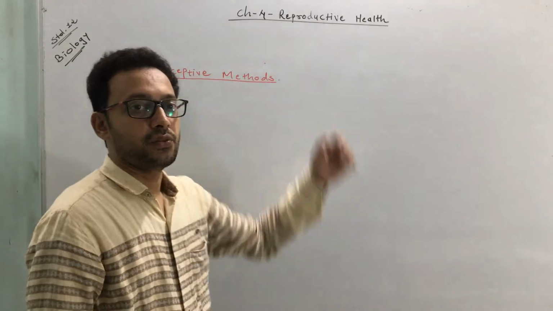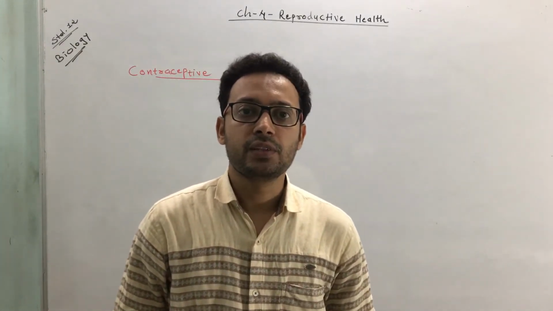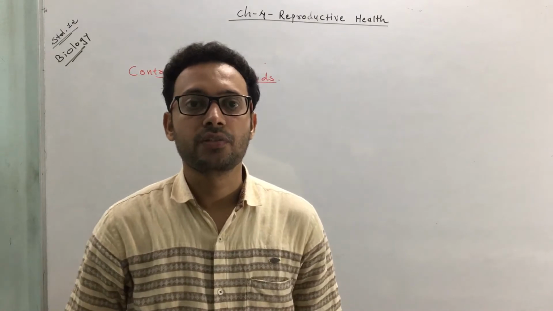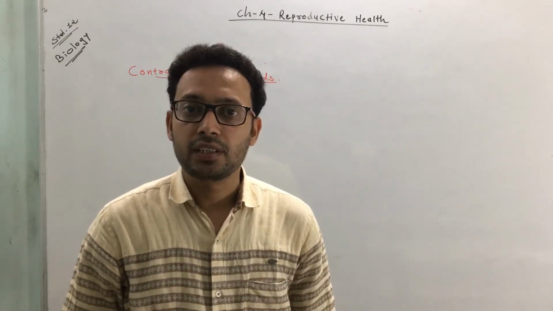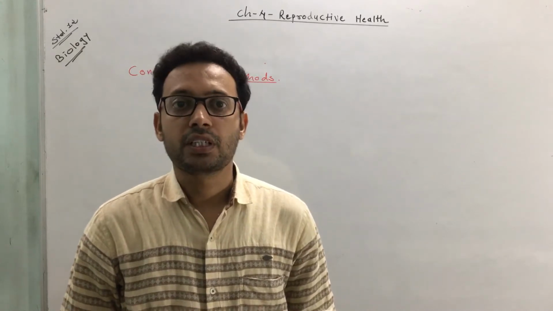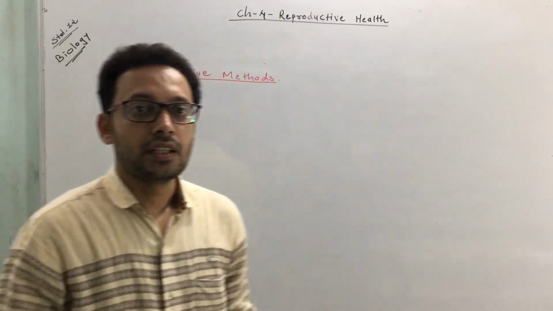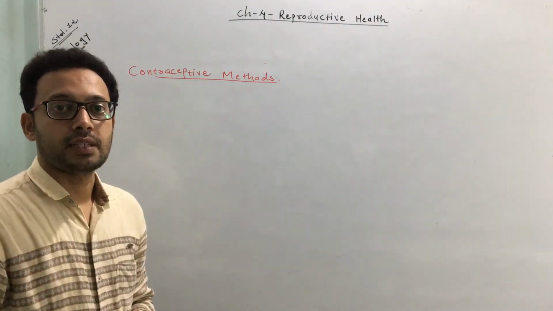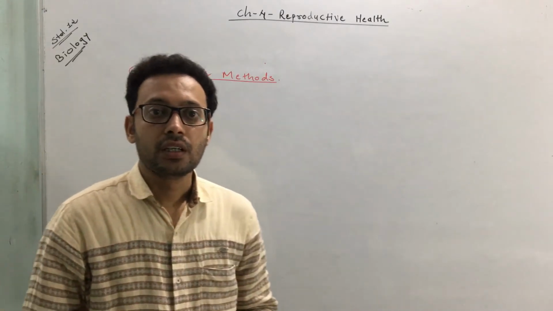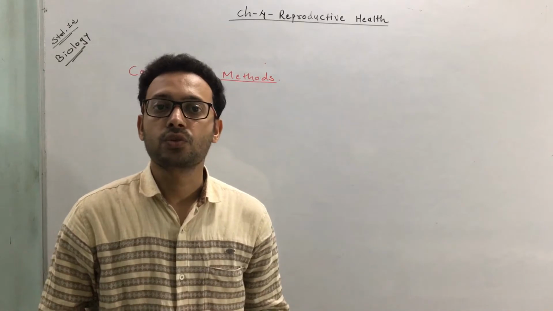We have already started with chapter number 4, reproductive health. In this chapter, we have discussed a general introduction of reproductive health. What is the definition of reproductive health? The purpose of reproductive health, how we control, and we have already started different methods of birth control, or you can also call it contraceptive methods. Five of these methods have been finished and we have to go ahead.